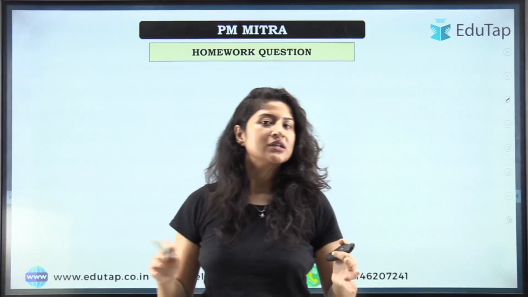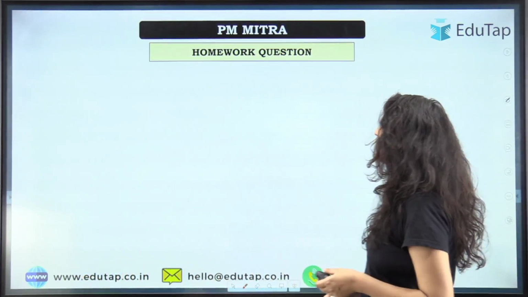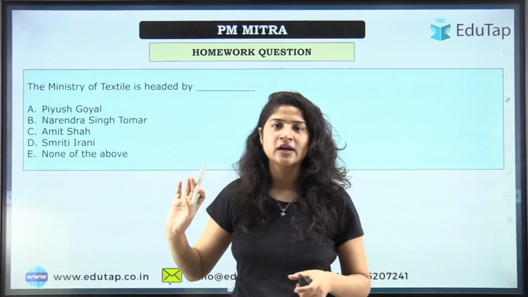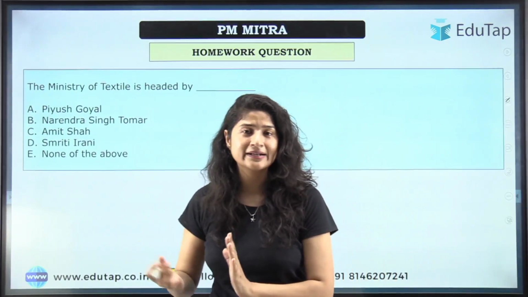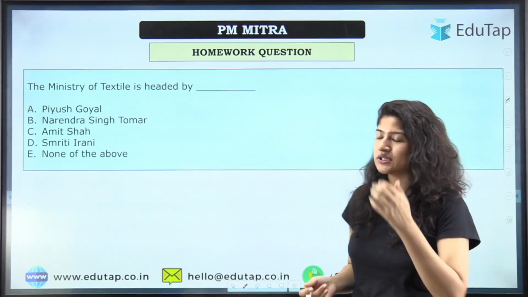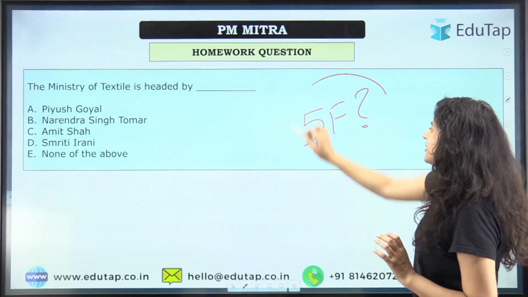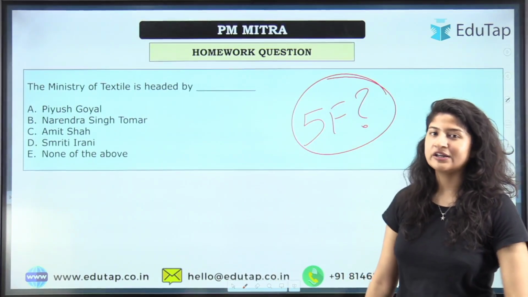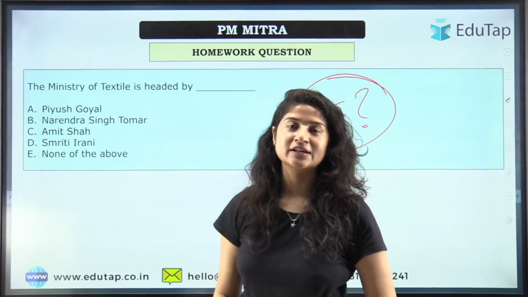I hope it is pretty much clear what it is, how it is going to function, and why it is important. Now you have a small homework question. It says the Ministry of Textiles is headed by. Okay, so it's a quite simple question, yet some can get confused. And another question that I'm giving right now, can you recall all the 5 P's that we have studied? So if yes, you can also comment it down. That is for your quick revision also. So about the 5 P's, I want the answer in the comment section.